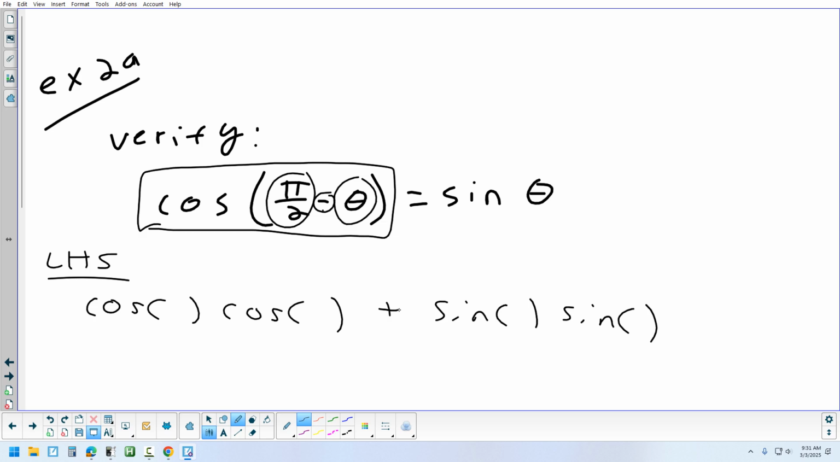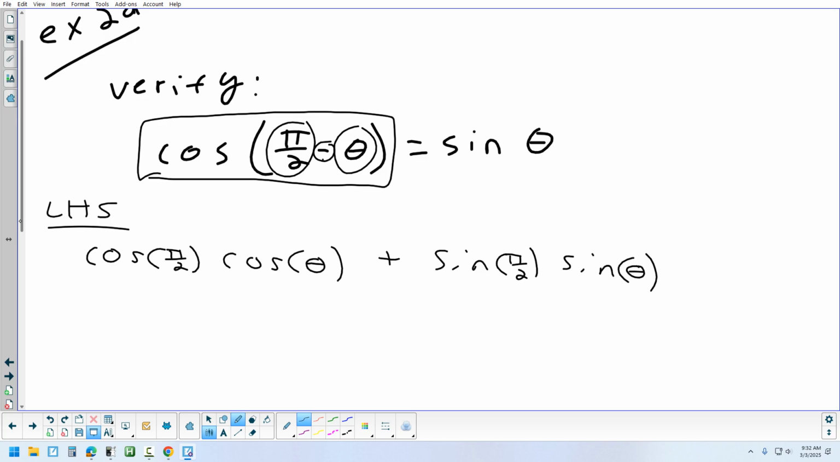Now fill in your angles. First, second, first, second. Pi over 2, theta. Pi over 2, theta. Anything with a theta, you're not going to be able to simplify, but a pi over 2, yes, that will simplify. So somehow this entire left-hand side is going to reduce down to sine. Let's see how.